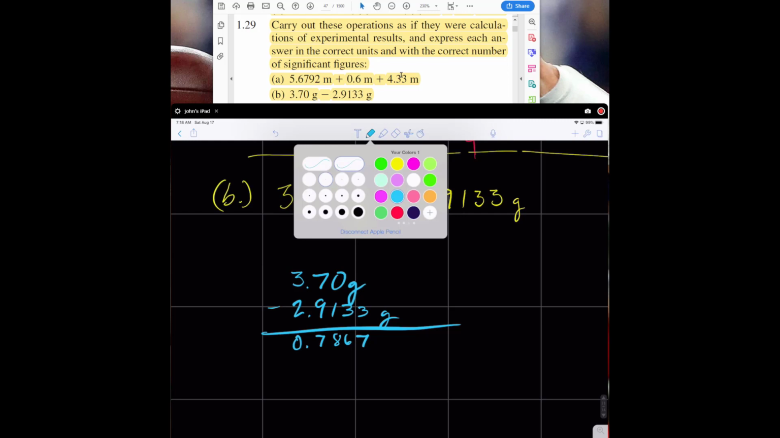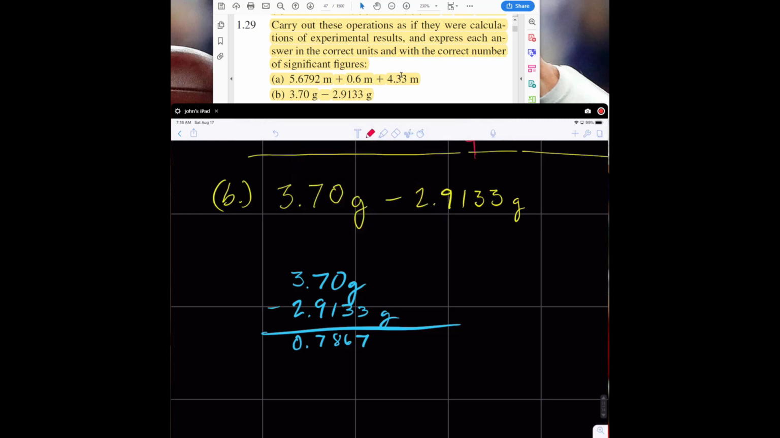0.7867. So the point of significance is 2 decimal places after, 2 spaces after the decimal point. We have our decimal point right here. So we went 1, 2, and that's where we're drawing the line.